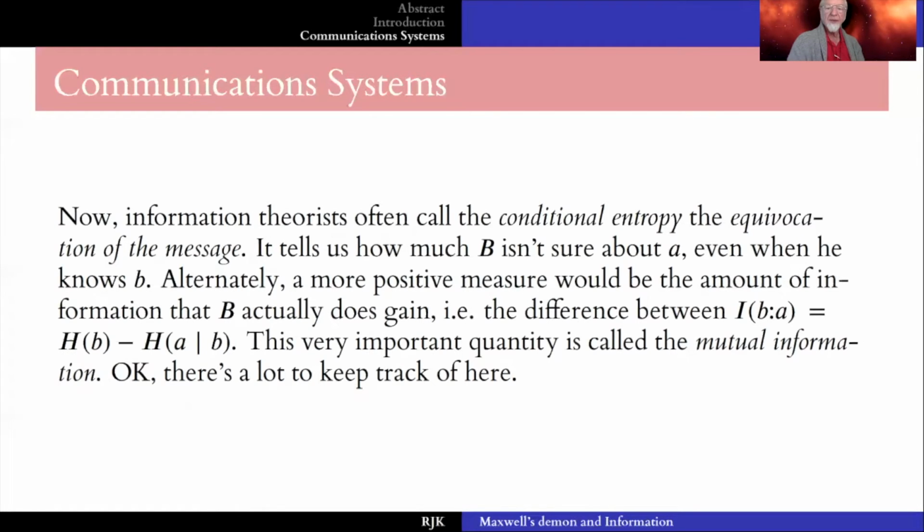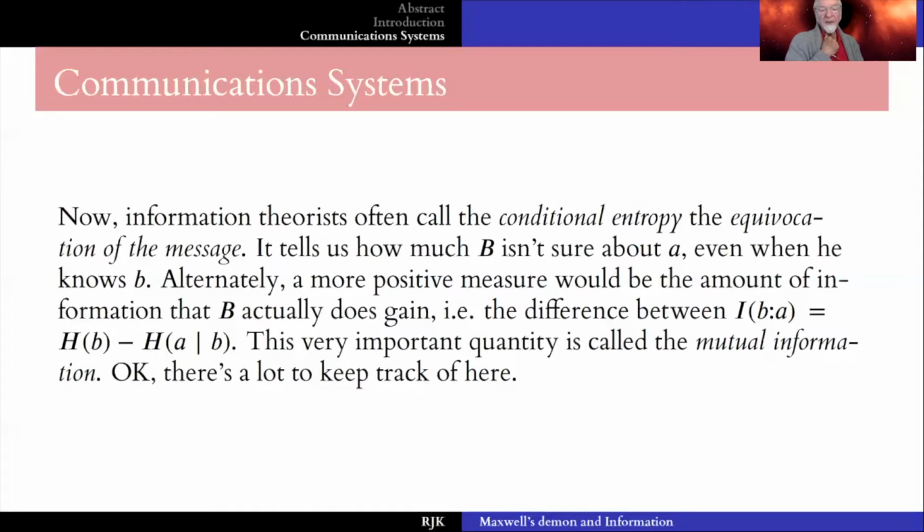Information theorists often call the conditional entropy the equivocation of the message. It tells us how much B isn't sure about A, how much he doesn't know about what Alice sent, even when he's absolutely sure what he thought he knew. That is, he heard something and he knows exactly what he thought he heard, but he has uncertainty about how to use that information to know what Alice sent. They're not identical. They're not isomorphic. They're not one-to-one and onto. There's only an updating of his probabilities, and before they were 1/2, now they're 0.9, 0.1.